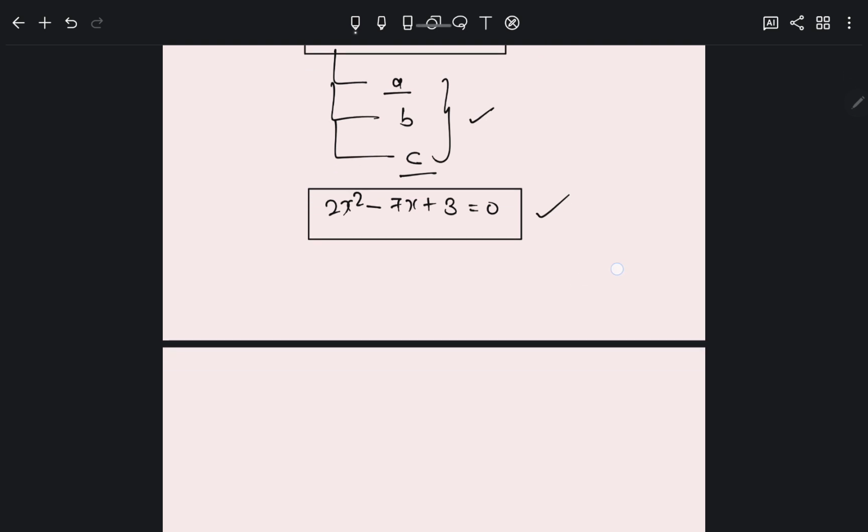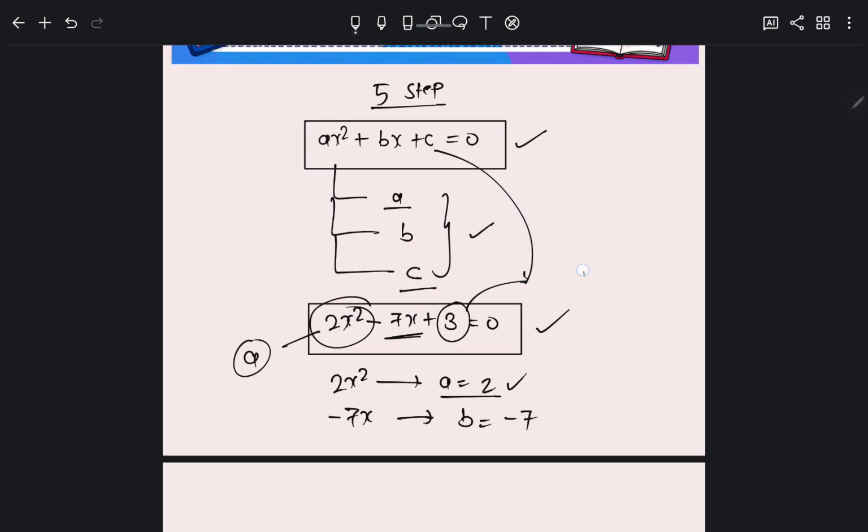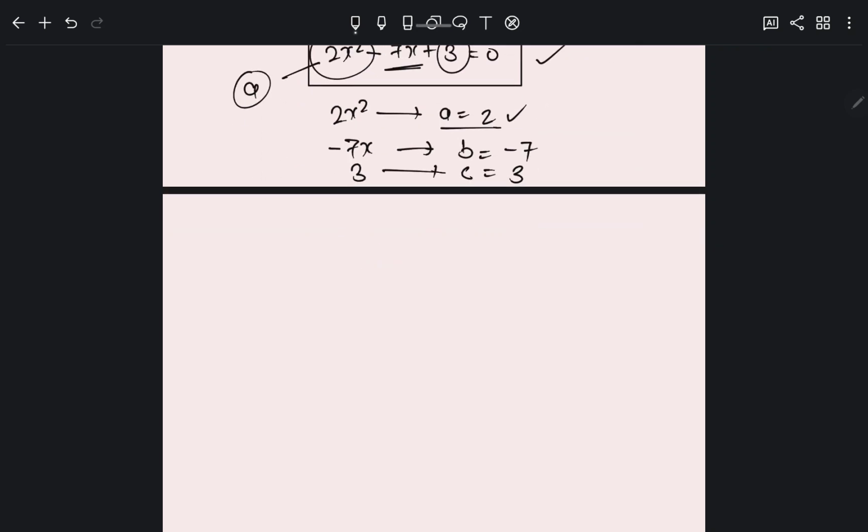Here we first identify 2x², that is A equals 2. It is part of A. And minus 7x is part of B, that is B equals minus 7. For C, if you compare with this equation, C becomes 3. So from this equation we got A equals 2, B equals minus 7 and C equals 3.